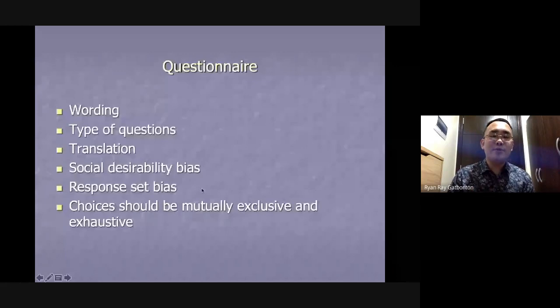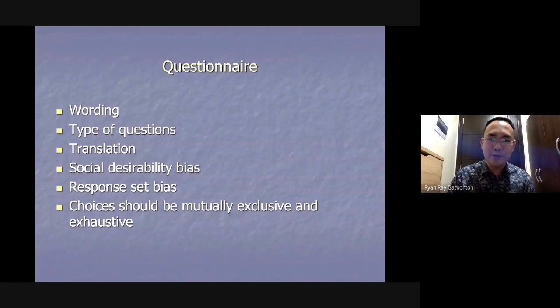So make sure that when you do your questionnaire, you are considerate of the wordings and the type of questions that you use. You should also consider the translation and also anticipate social desirability bias. When we say social desirability bias, it is the tendency of a person to give a socially desirable response to your questionnaire. For example, if they were asked, do you smoke? And you are asking students, since it is socially desirable for students not to smoke, they will respond not smoking to your questionnaire. So be aware of social desirability bias, and also be aware of response set bias.